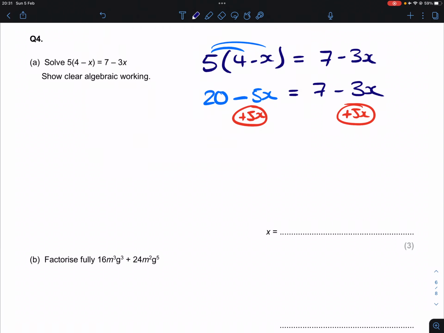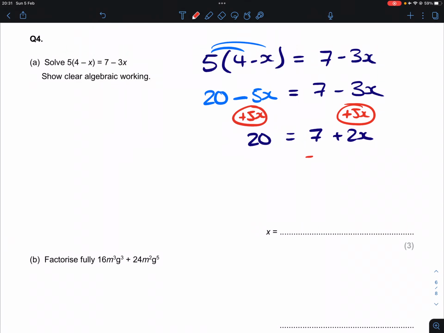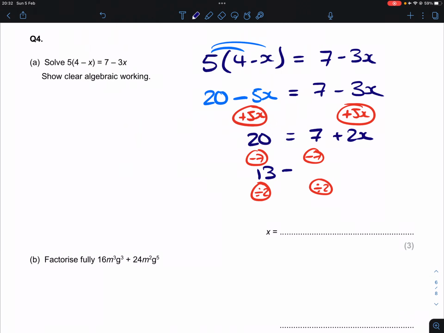If I do that, I will be left with 20 on the left-hand side, and I will have 7 plus 2x. From there, I can then get our x on its own, first of all by taking away 7 from both sides, and then because there's 2x, I will halve both sides after that. So we end up with 13 equals 2x in the middle step here, and then once we divide by 2, we'll get 6.5 equals x. So 6.5 is our answer.